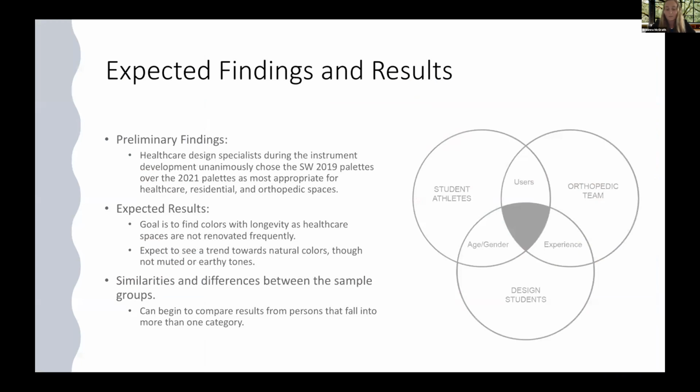This is a preliminary line of research, but it's still important, as it could start a line of research in orthopedic spaces. One preliminary finding was the healthcare design specialists, during the instrument development phase, unanimously choosing the Sherwin-Williams 2019 palettes over the 2021 palettes as most appropriate for healthcare, residential, and orthopedic spaces. In healthcare design, we expect color palettes with a long lifespan because these spaces are not renovated frequently. We expect to see a trend towards natural colors, though not necessarily muted or earthy tones. And we also expect some similarities and differences between the 3 sample groups, including persons who may fall into more than one category.